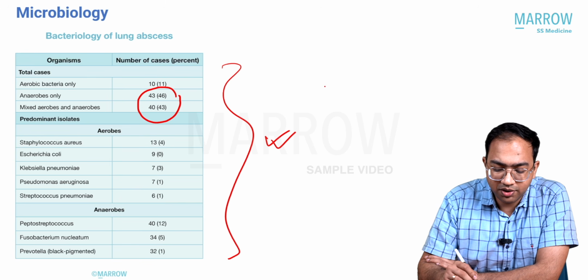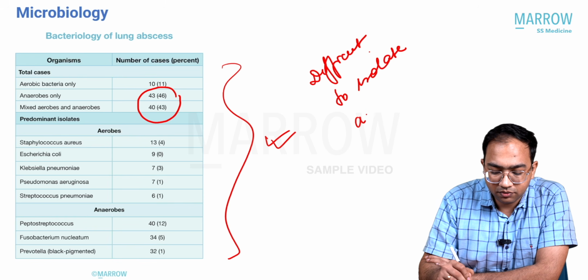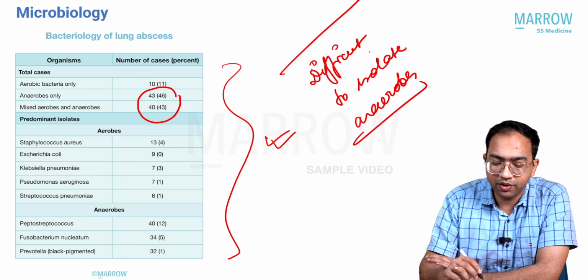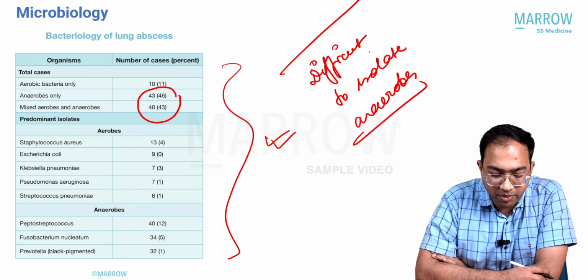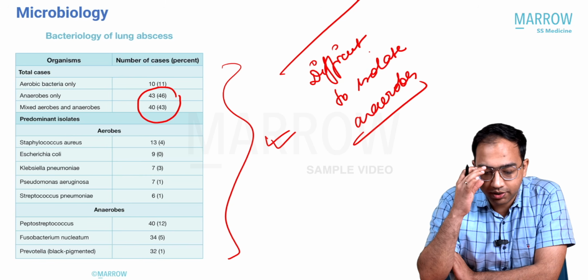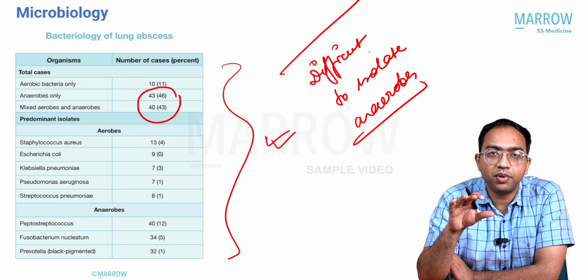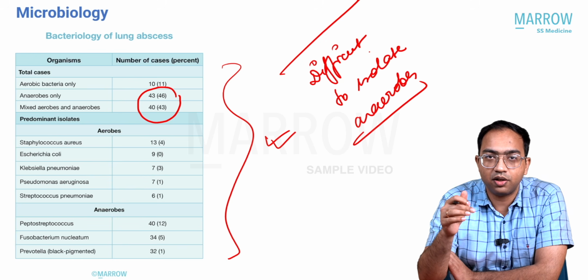But you can see that the predominance is anaerobes or mixed aerobes plus anaerobes. The challenge with such cases is that it is difficult to isolate anaerobes. So even if you send a sample, it's very difficult to culture or grow anaerobic bacteria, and therefore, generally for all management purposes, unless you're very, very sure, you have to have an antibiotic coverage that takes care of anaerobes as well.